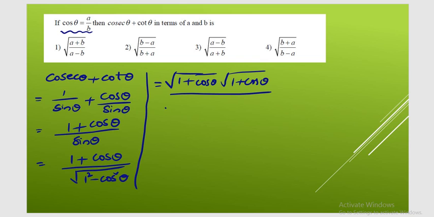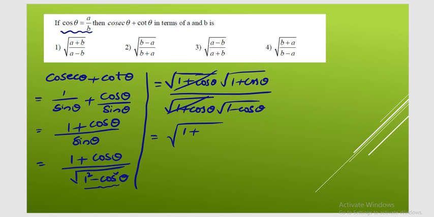So this I can write as square root of, since this is in the form of a square minus b square, I can write as a plus b into a minus b. So from this, I can cancel out those two values. So finally what I am left with here is 1 plus cos theta by 1 minus cos theta under square root.